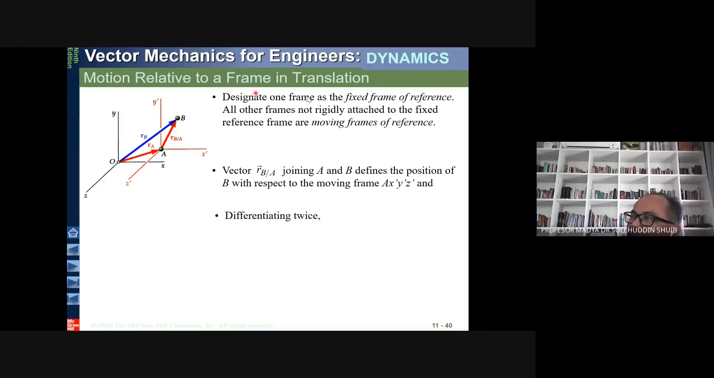I'll give you 1 minute to read this slide. This one is related to relative motion to the frame in translation.